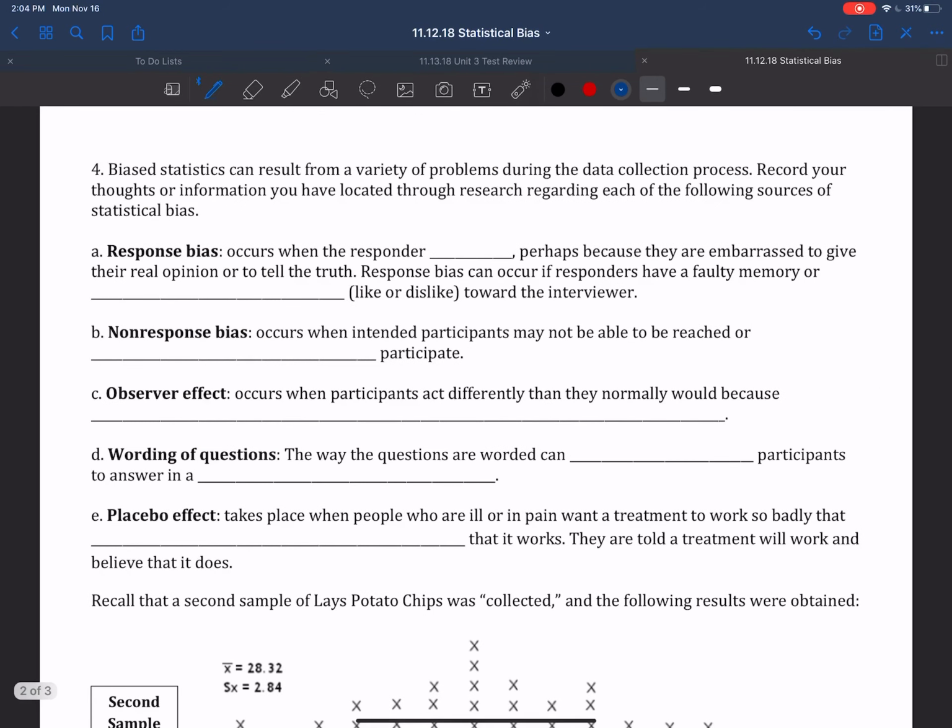Now, number 4 says biased statistics can result from a variety of problems during the data collection process. Record your thoughts or information you have located through research regarding each of the following sources of statistical bias. So response bias. This occurs when the responder lies, or perhaps because they are embarrassed to give their real opinion or tell the truth. Response bias can occur if responders have a faulty memory or strong feelings, such as like or dislike, towards the interviewer. So strong feelings.